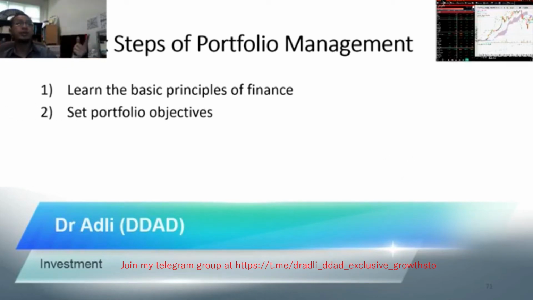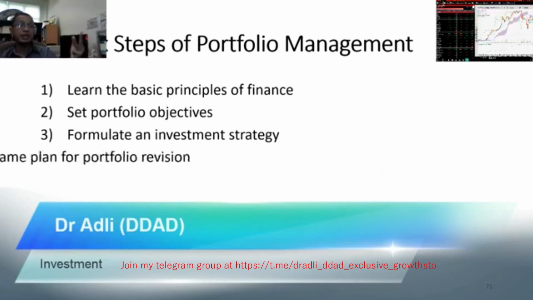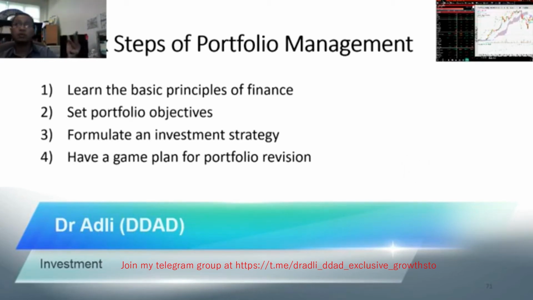Number 2, set the portfolio objectives. Number 3, formulate an investment strategy. Number 4, have a game plan for portfolio revision. You have to revise. If the market changes, what will you have to do, right? If the market changes direction, you have to change direction, right? Don't ever try to move against the market. You cannot win against the market, so you have to go with the market.